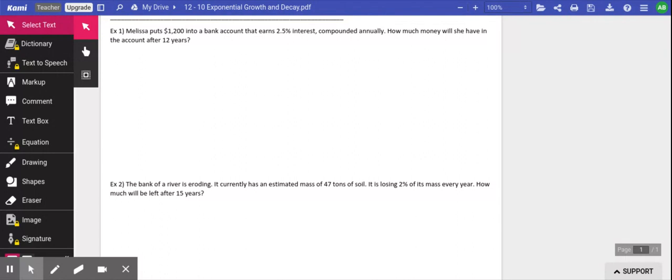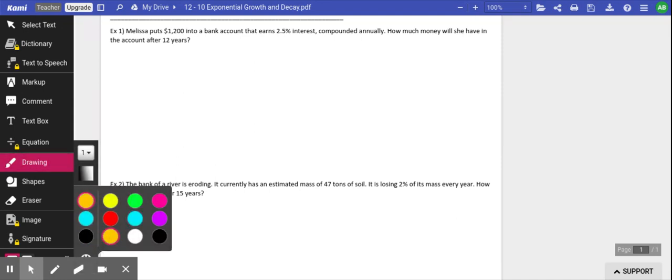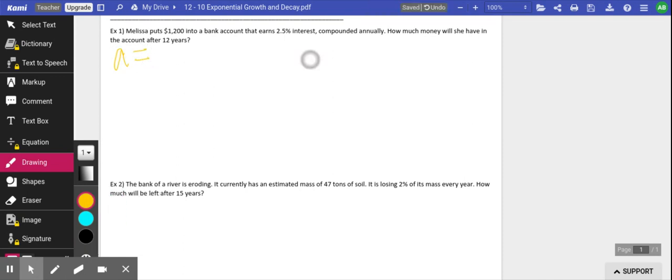So example one, we have Melissa puts $1,200 into a bank account that earns 2.5% interest compounded annually. How much money will she have in the account after 12 years? So the first thing we need to do is we need to actually write the equation. In order to do that, we need to find both the A and the B value. So let's go ahead and find our A. A is going to be your initial value or your y-intercept, which for this situation is 1,200.